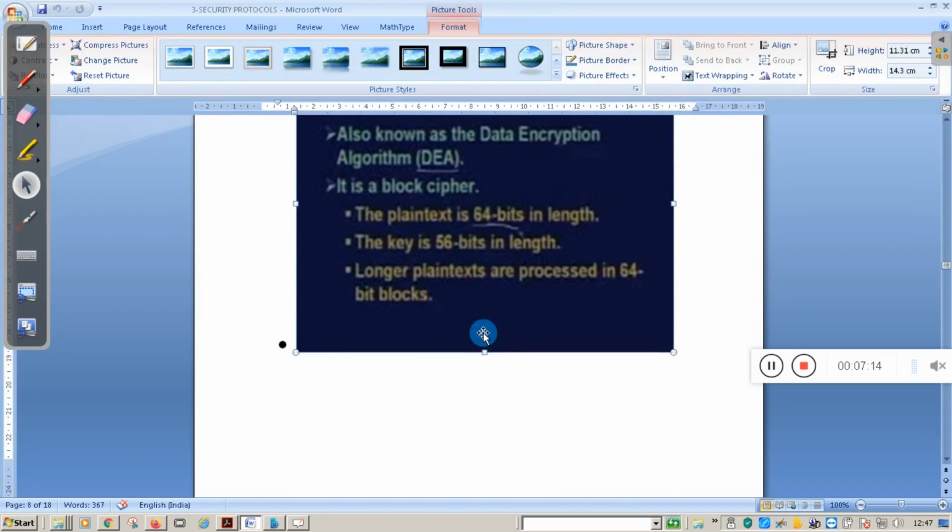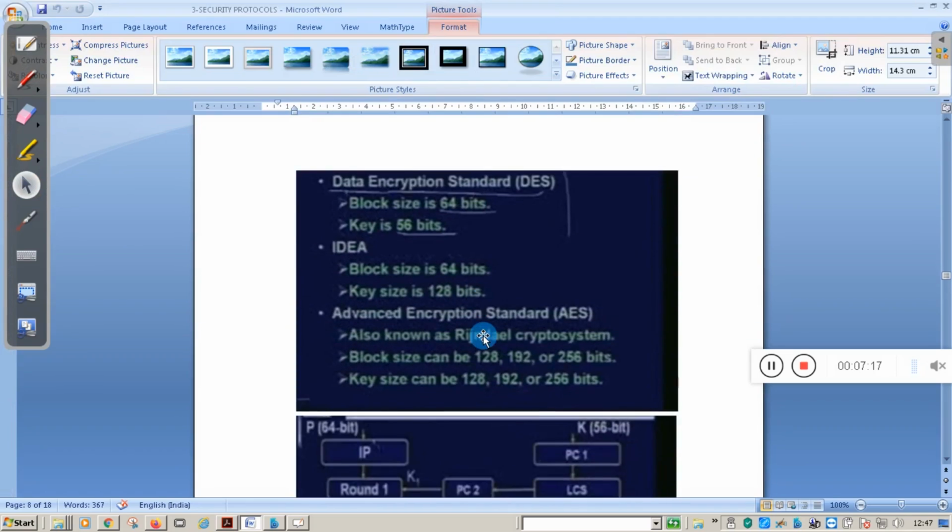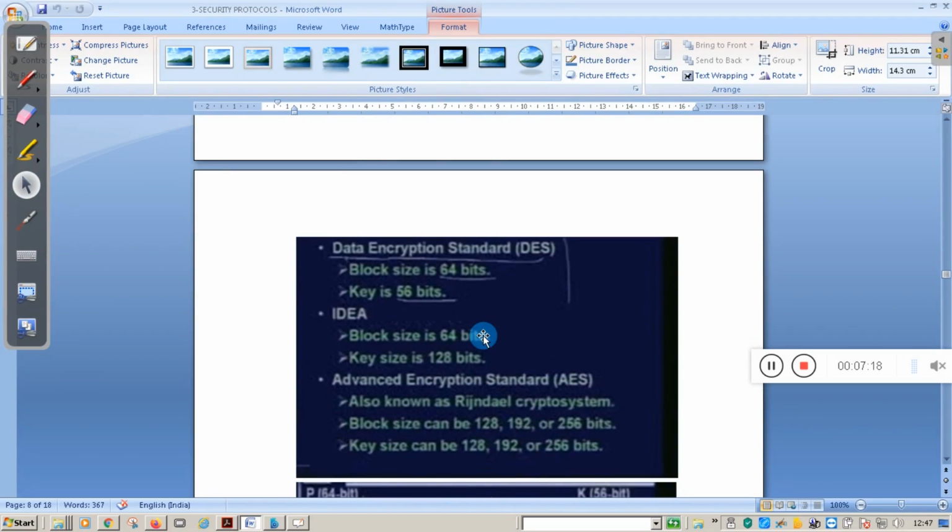Now, we have three different types of algorithms in the symmetric key encryption technique. One is Data Encryption Standard, the second one is IDEA. In Data Encryption Standard, the block size is 64 bits and the key size is 56 bits. And in IDEA, the block size is 64 bits and the key size is 128 bits.